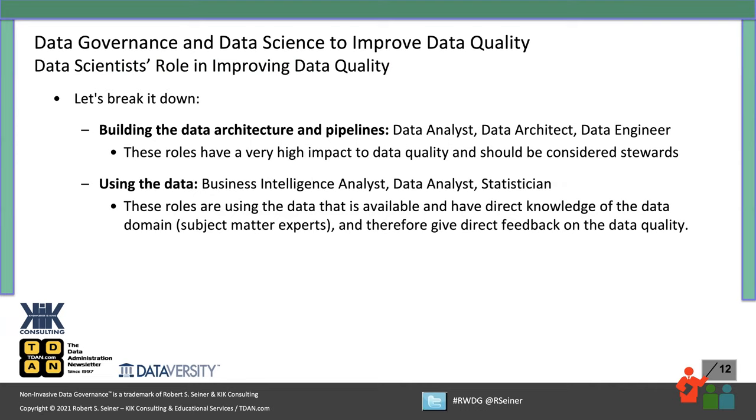Sometimes that never works. So the way I break it down with data scientists is, look, I'm very pragmatic, very practical. Data science is a wide range of disciplines. So I look at building the architecture and pipelines. We have analysts, architects, engineers. These roles have a direct impact on data quality because they're building how the actual statisticians and analysts are going to use the data. So data quality built into the pipe, not bolted on later, is very important in our program.